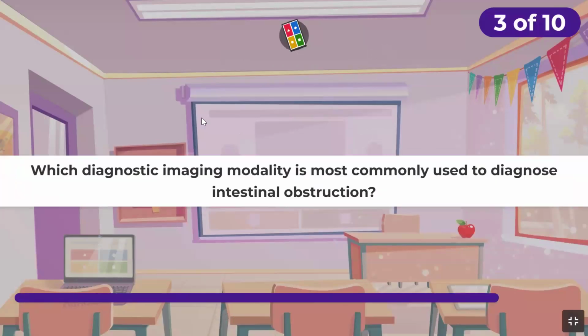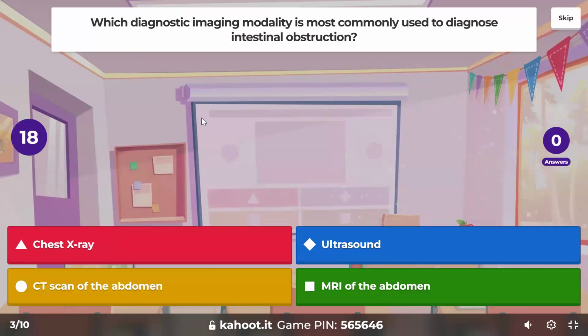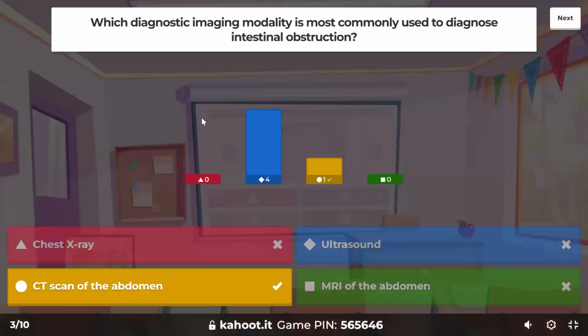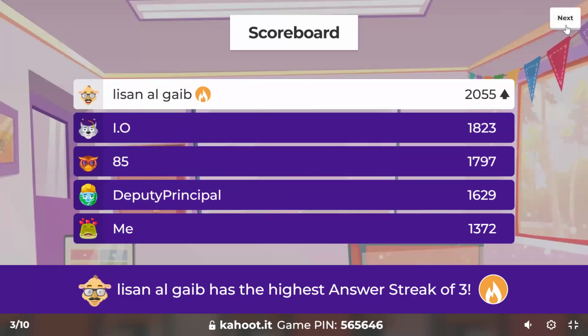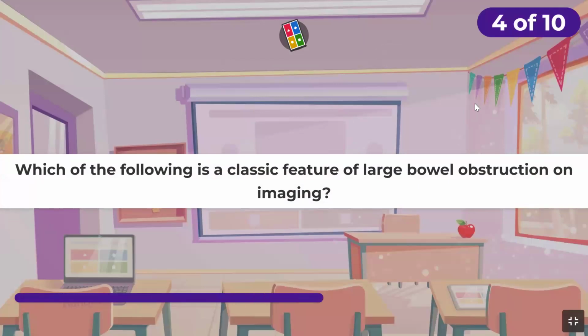Okay, our third question, which diagnostic imaging modality is most commonly used to diagnose intestinal obstruction? Is it a chest X-ray, an ultrasound, CT scan of the abdomen, or MRI of the abdomen? Okay, CT scan of the abdomen. Only one person got that right. And Lisan Al-Gaib takes the lead.